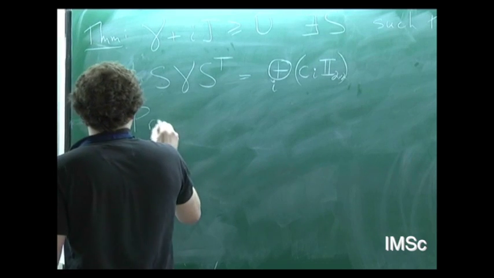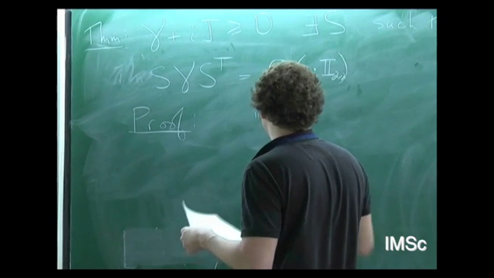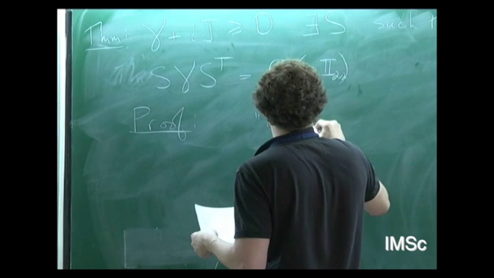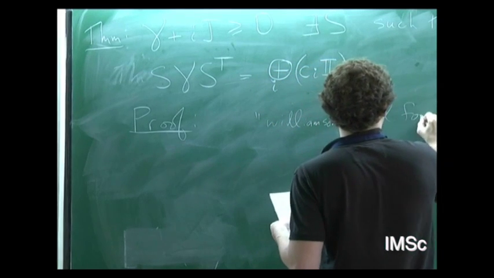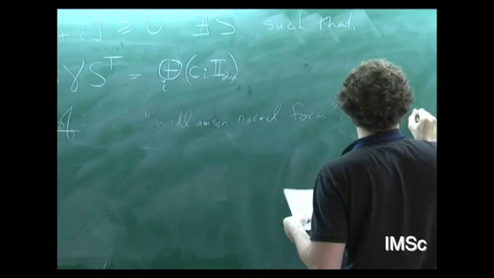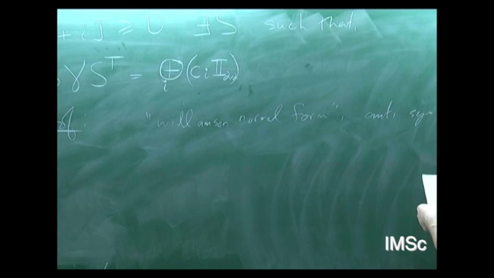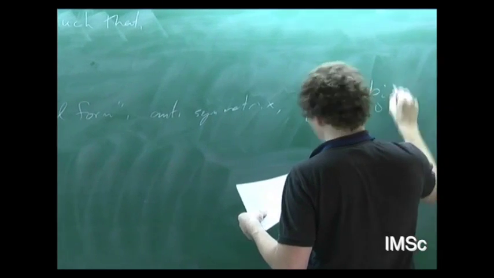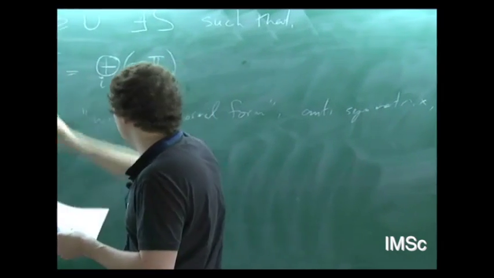And I'm going to tell you very little about the proof. It involves going through something called a Williamson normal form, which tells me that any antisymmetric matrix, it's kind of similar, I can always write as a direct sum of small 2x2 antisymmetric matrices using some orthogonal transformation. These are called the symplectic eigenvalues of this gamma.